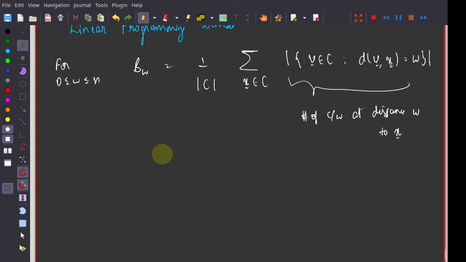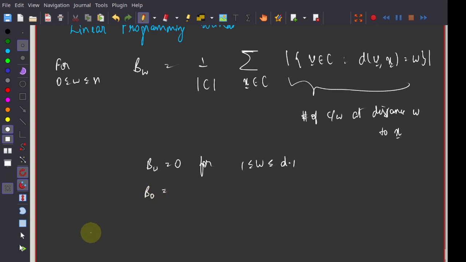Okay. So what do we know about B_w? Since the minimum distance is d, B_w should be equal to 0 for w between 1 and d minus 1, because there are no pairs of code words which are at distance 1, distance 2, distance 3, up to distance d minus 1.